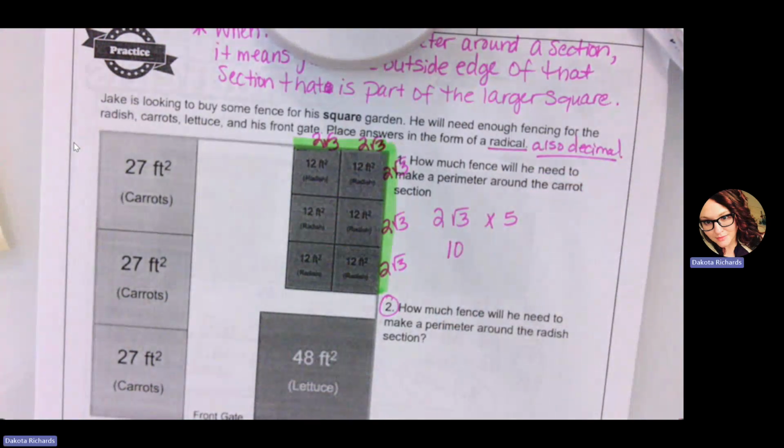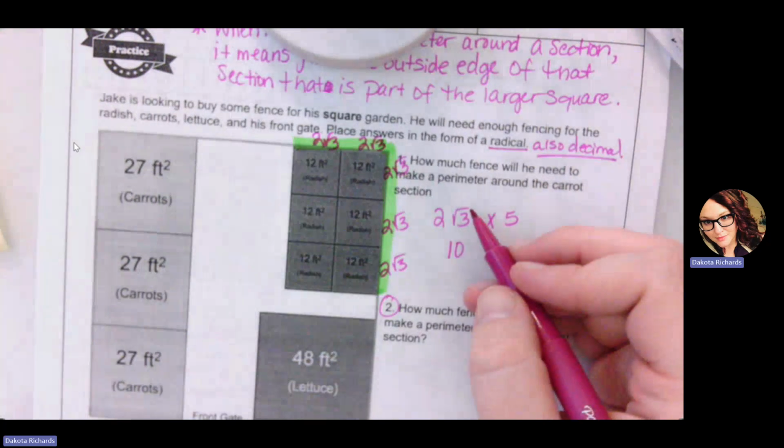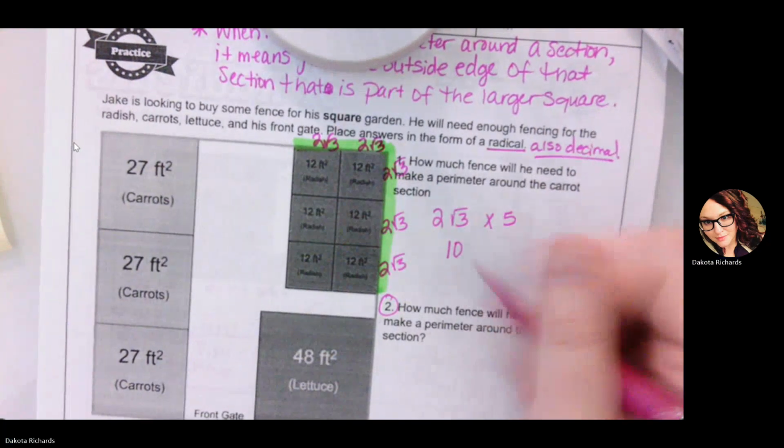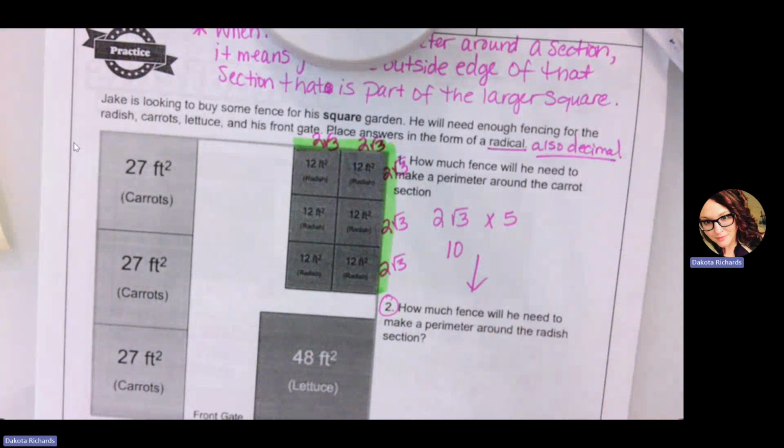Okay. I don't know why I'm doing this down here. This goes with number 2. So you want to write it here. I don't know why I decided to write it there.